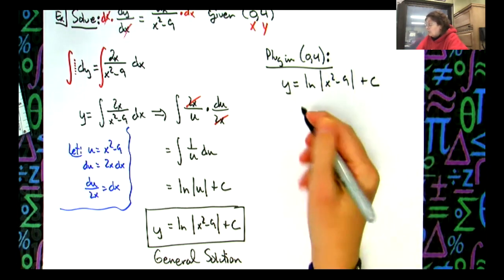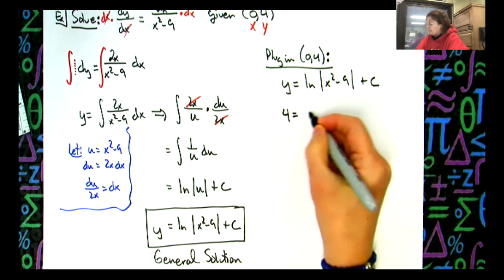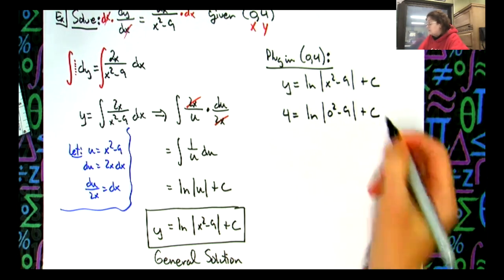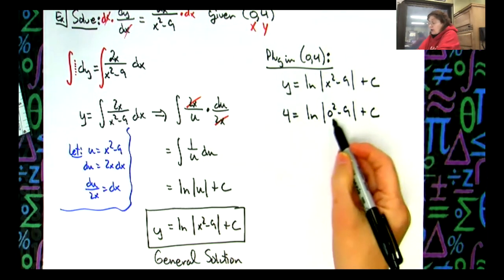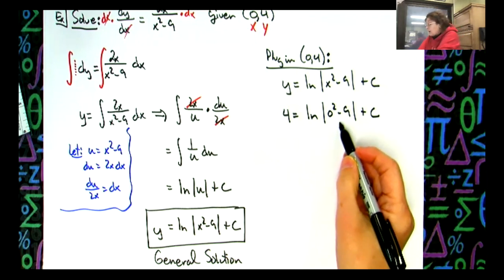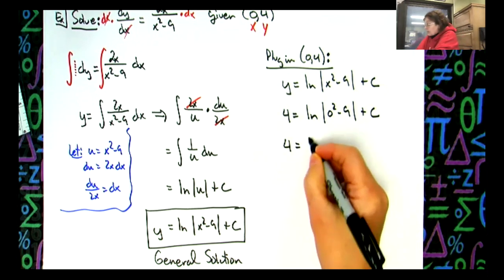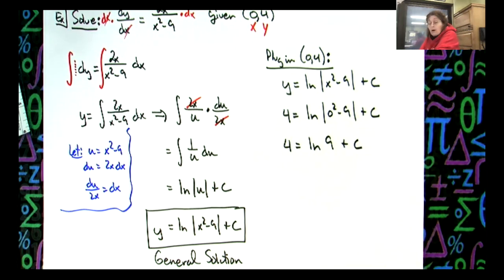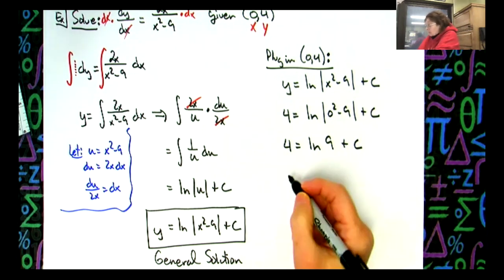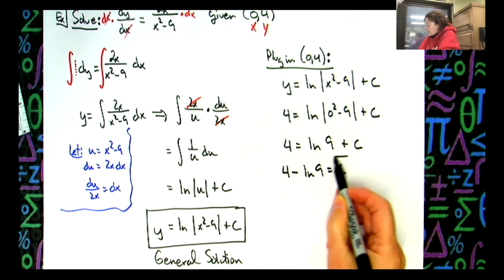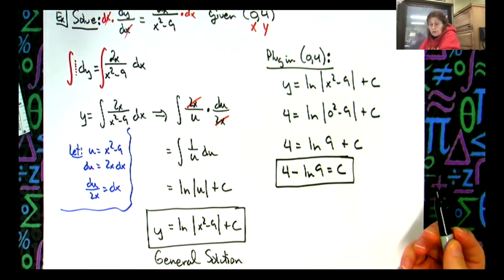So I'm going to plug in x and y here. That means my y is going to be a 4: natural log absolute value 0 squared minus 9 plus c. Continuing here, absolute value of that negative 9. How do I want to write this? Let's just go natural log of 9 here. So 4 equals natural log of 9, because it'd be a negative, I'm going to take the absolute value, and it's going to give me a 9. And now I'm going to subtract the natural log of 9 from both sides. So 4 minus natural log of 9 equals c. Now I have a value for c.